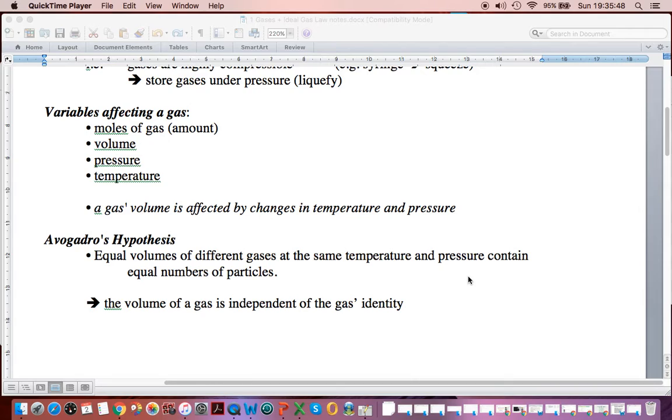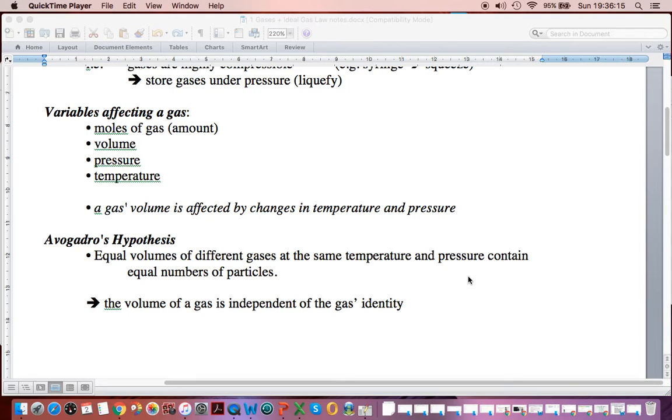Avogadro's hypothesis, going back to Chemistry 11, you might remember in the introduction to the mole: equal volumes of different gases at the same temperature and pressure contain equal numbers of particles. And what that's saying is it doesn't matter about the identity of the gas. The particles are so spread out, as long as they're not affecting each other greatly, the gases behave the same.